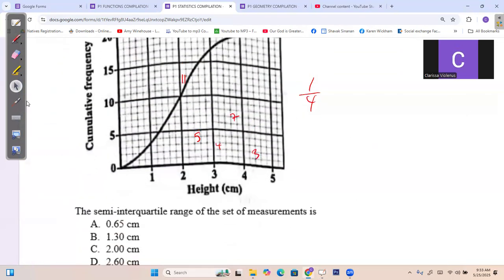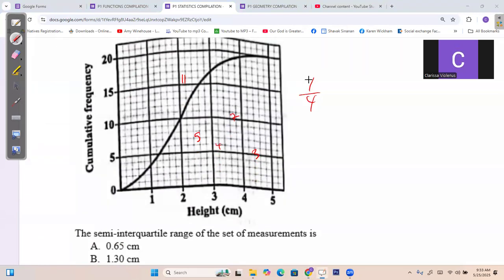This one looks familiar as well. The semi-interquartile range. That means you say the upper quartile minus the lower quartile, and you divide by 2. So let's look for the upper and lower quartile quickly. Because this is the median, the middle, the upper quartile is half of the top, which is 15. Because this is 1, you divide by 5, so each small box is 0.2. So 15 would be 2.2, 2.4, 2.6. So that would be 2.6 minus, let's look for the lower quartile. This would be 1.2.